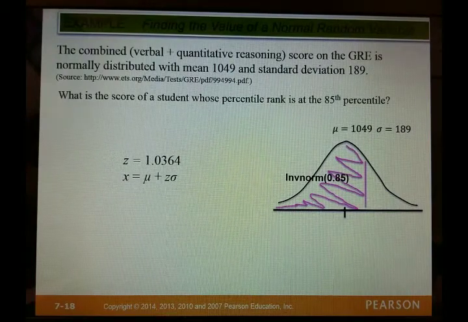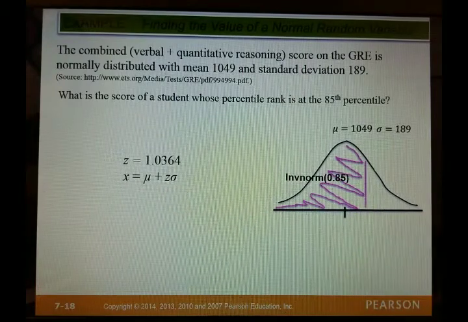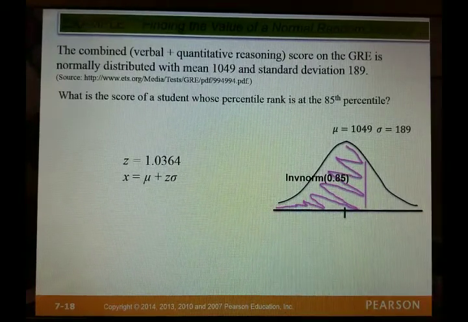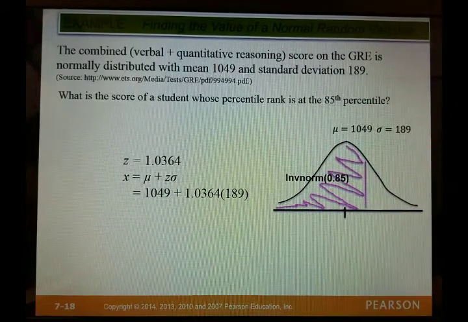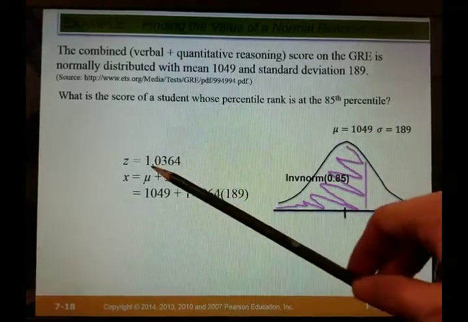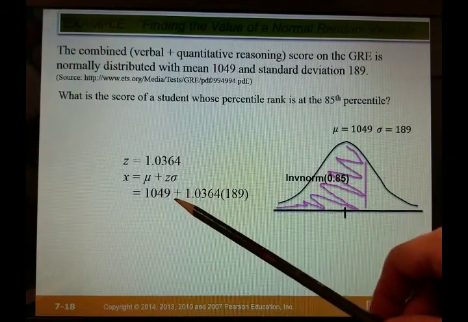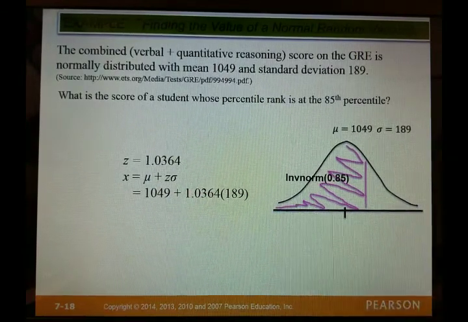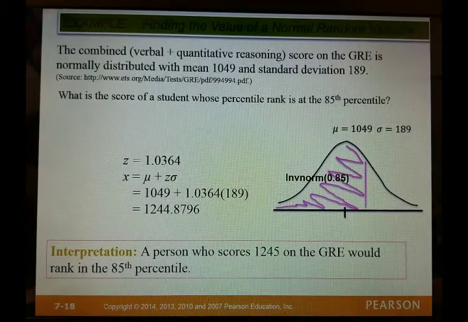Okay, now that you're back with your formula, it says finding the score is the mean plus the z times the standard deviation. So my mean was 1049. My z-score was 1.0364 with a standard deviation of 189. See, you guys, when you found that z-score, that was telling them that you want to be 1.0364 standard deviations above the mean. That's why this is now plus that z-score times your standard deviation. And therefore, to be in the 85th percentile on the GRE, a person must score at least 1245 to be in the 85th percentile rank.